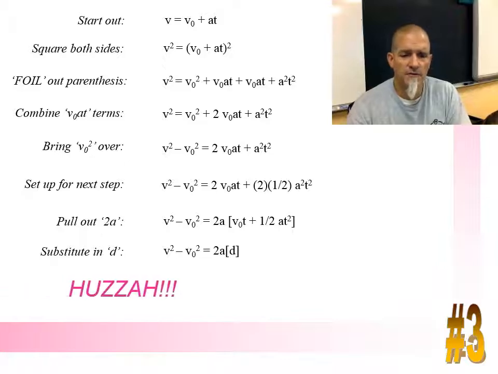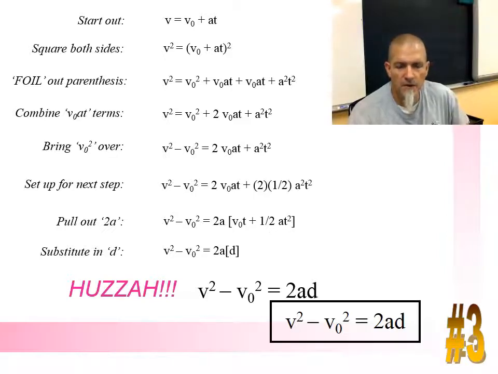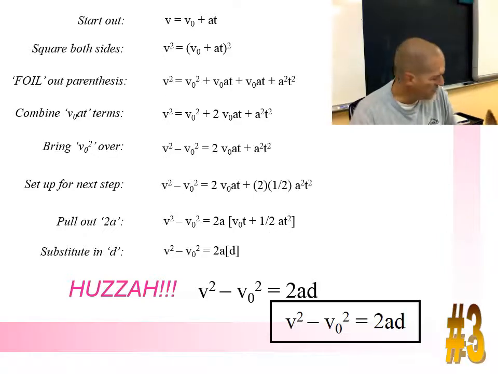And there we are, folks. That is equation number 3. And so there it is, equation number 3. V squared minus V0 squared equals 2AD. And if you go back and look at this equation more carefully, you'll notice a couple things about it.